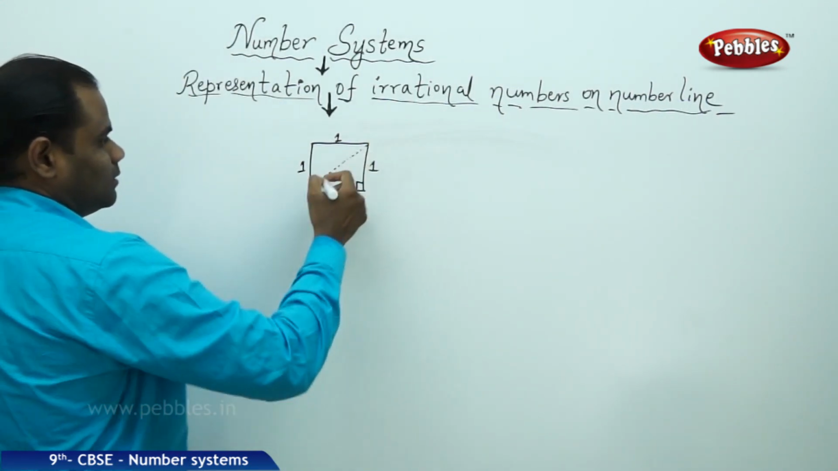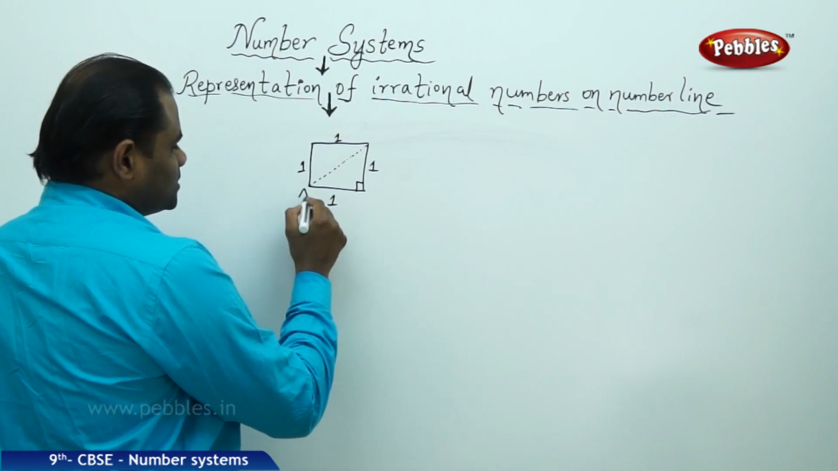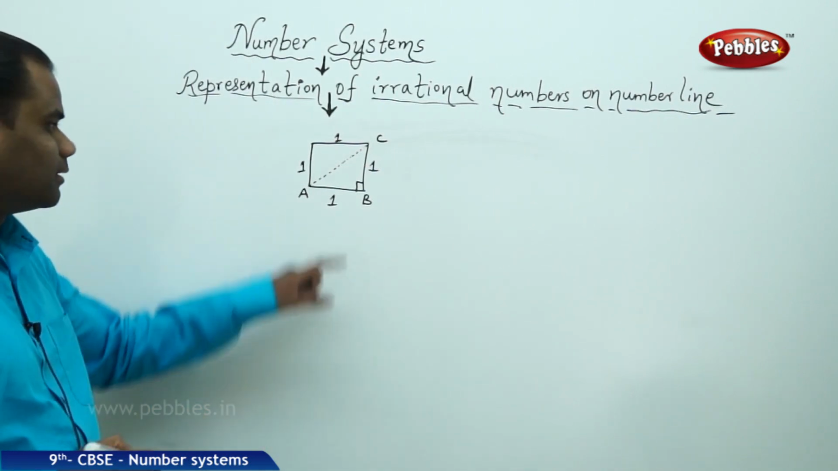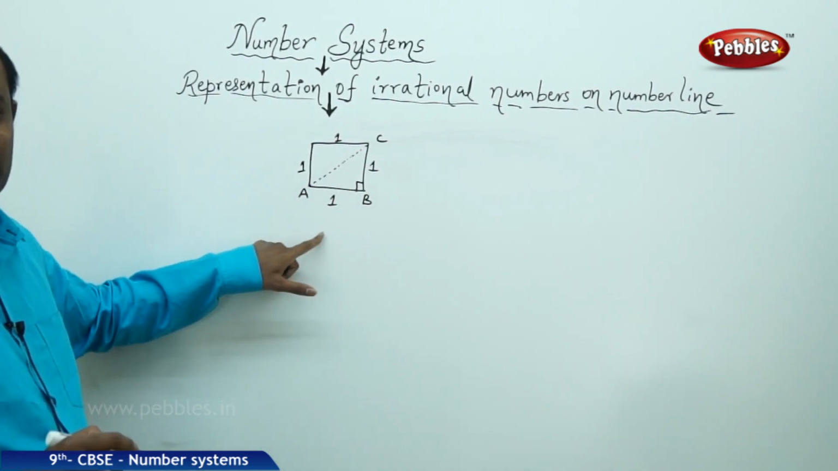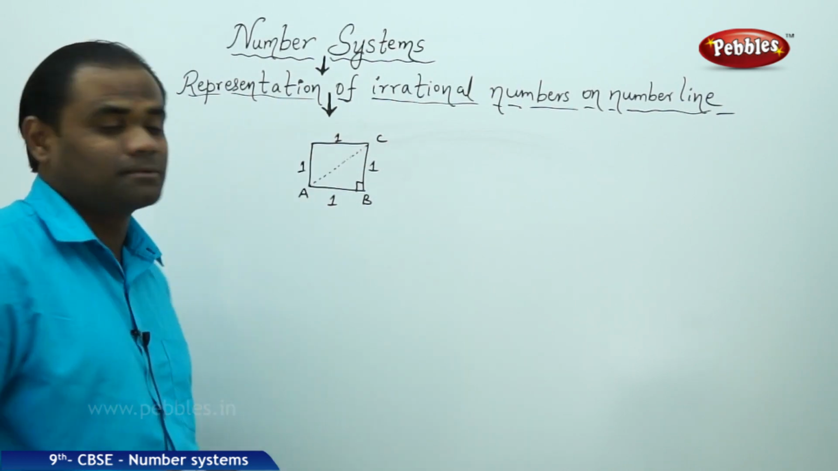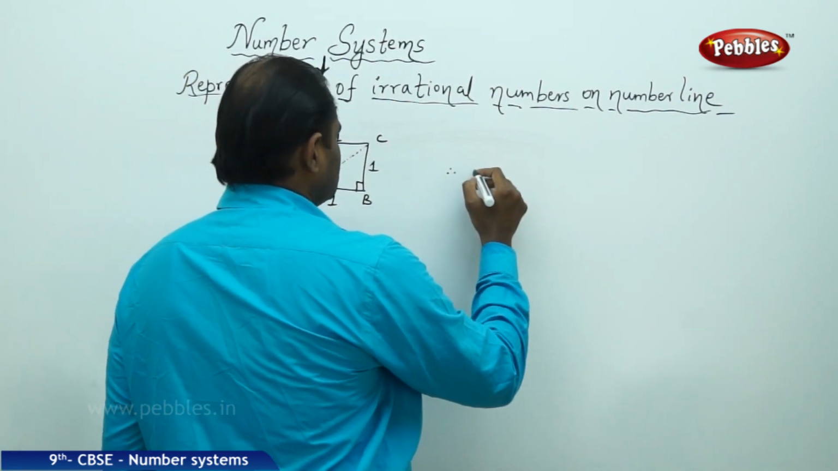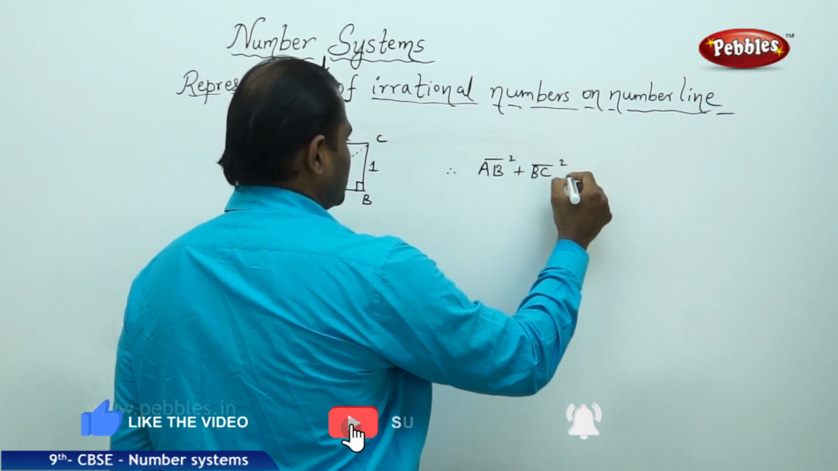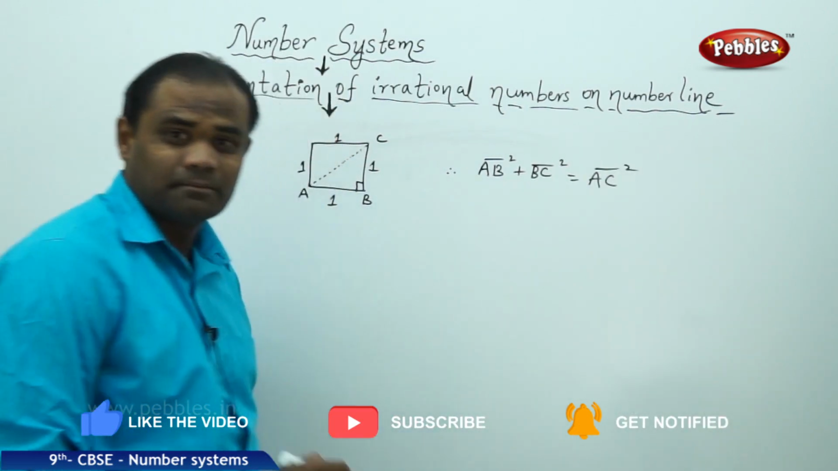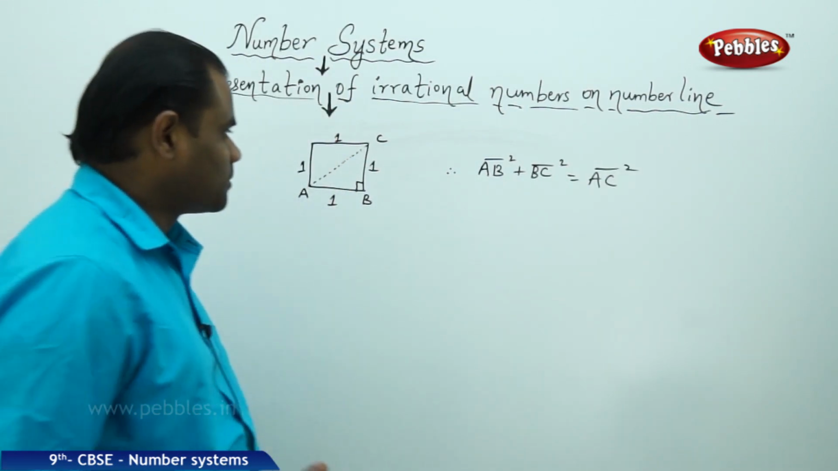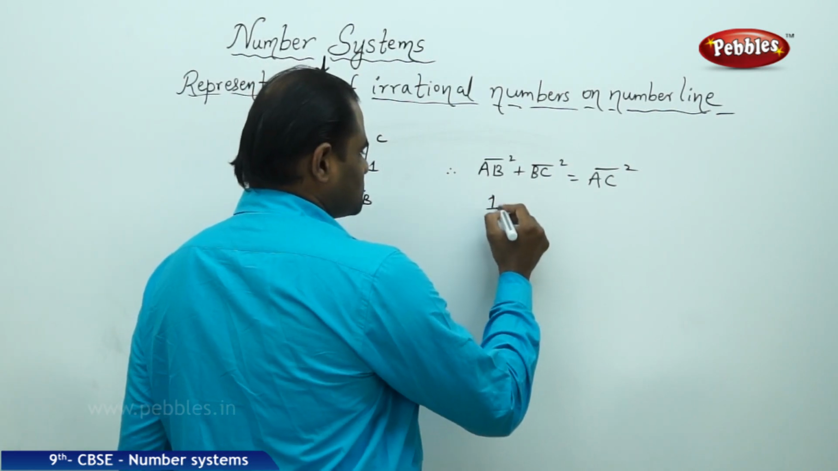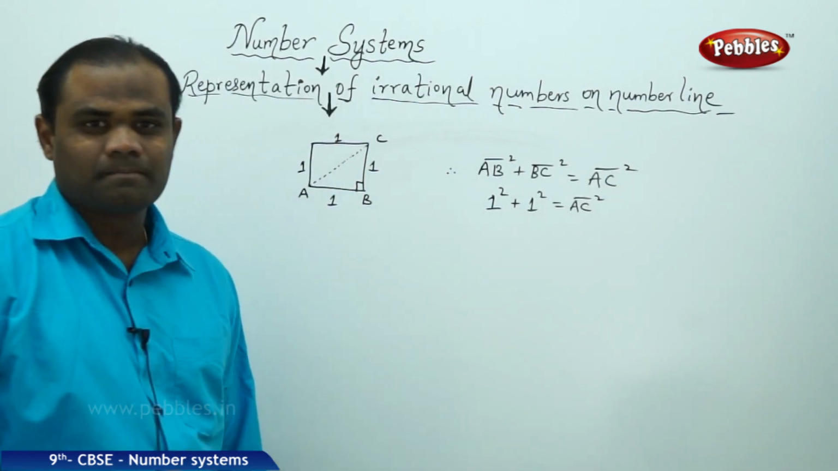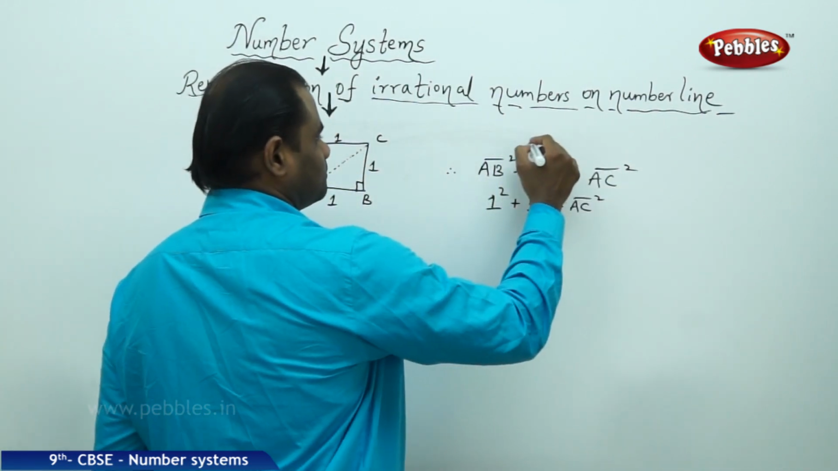Now this being a right angled triangle, let me say this is A, B and C. So ABC forms a right angled triangle, right angled at B, with AB equals 1 unit and BC equals 1 unit. Therefore, by using Pythagoras theorem, I have AB square plus BC square equals AC square, which on further substitution of the given values gives me 1 square plus 1 square equals AC square.